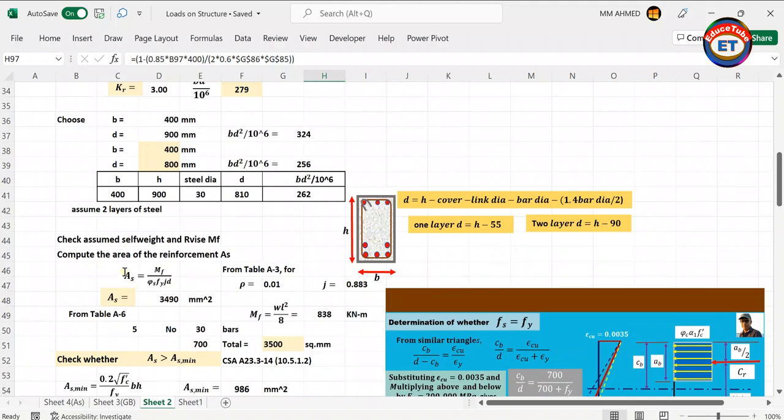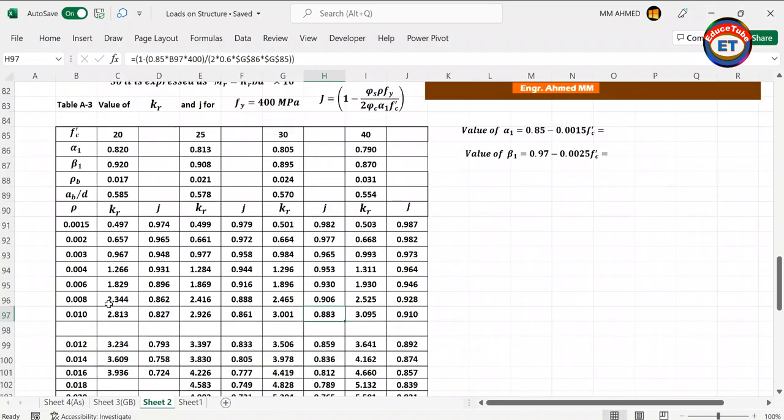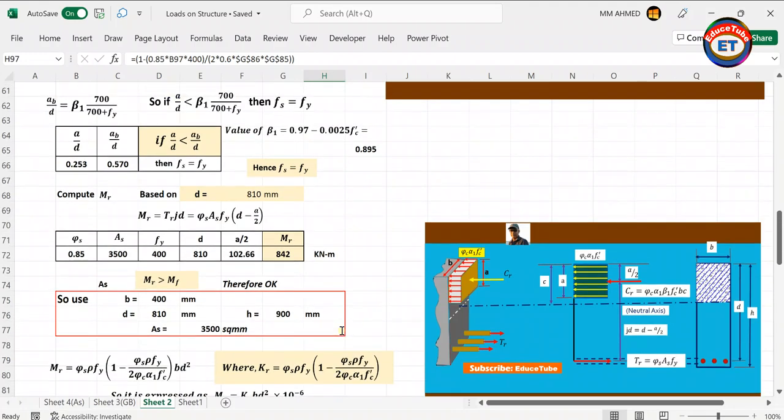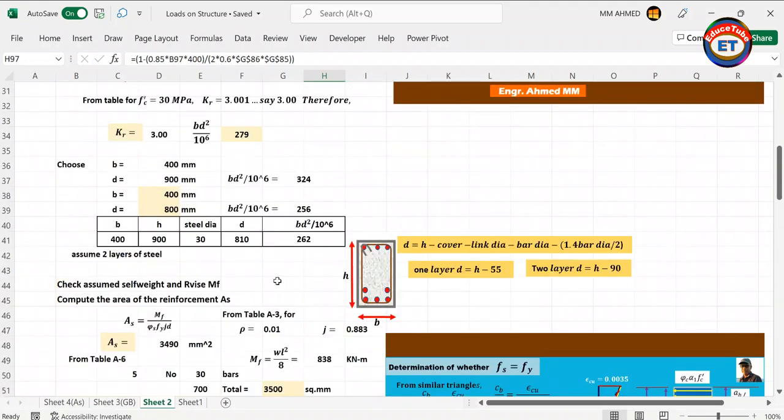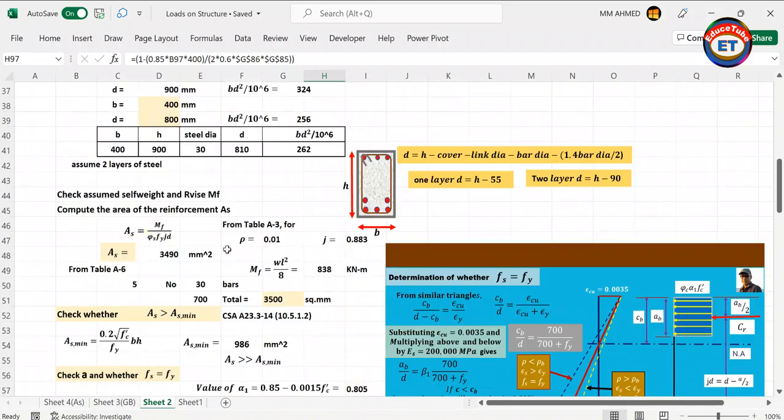Now let's start with how to find the area of the steel. We know the formula, equation like this. Rho equal to, we are considering 0.01. And J equal to 0.883. This is interesting. You can get the J value by using equations or from the table. Let's see from the table how it comes. J value, look at J. 1% reinforcement ratio, 30 concrete strength. So our J is what? 0.883. Right away you can see 0.883. So if we know J 0.883, we know all other parameter values, then we get steel area 3490. So we can assume 5 numbers of 30, it comes 3500.